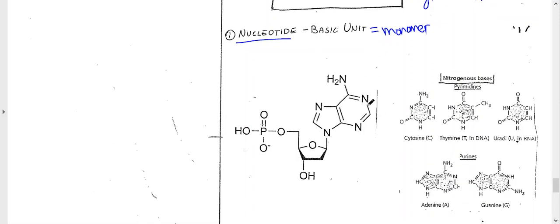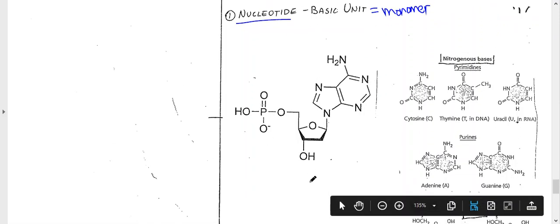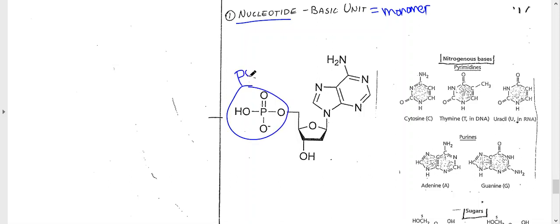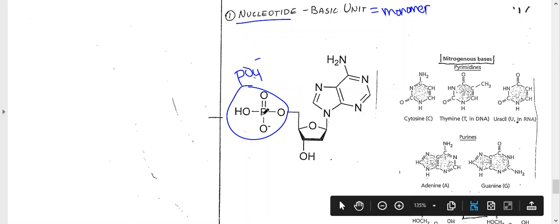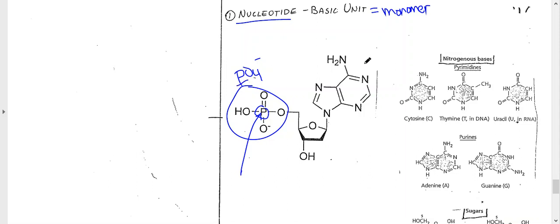So let's look at the anatomy of a nucleotide. Nucleotides have three components. They have a phosphate group. Again, you should always know that phosphate's PO4. It has a negative charge. This is why DNA is negatively charged. There's your phosphorus. So there is a phosphorus there, obviously, PO4.